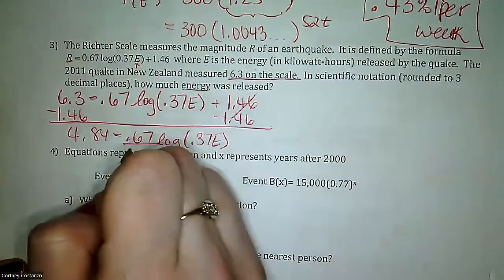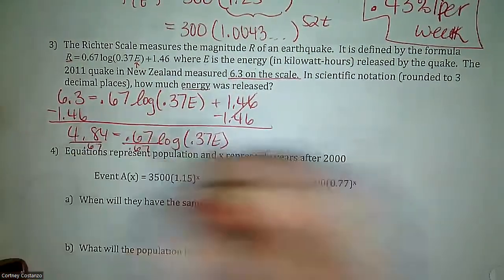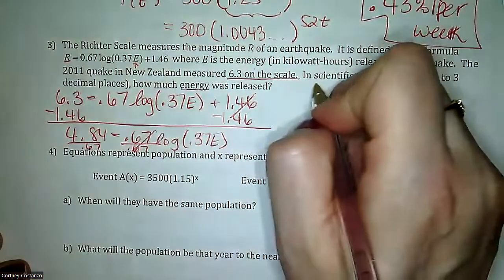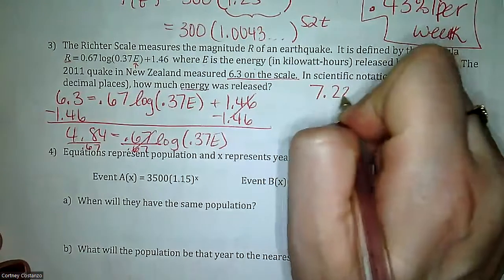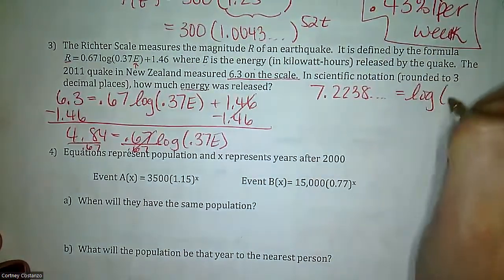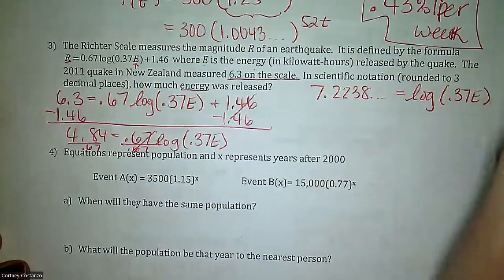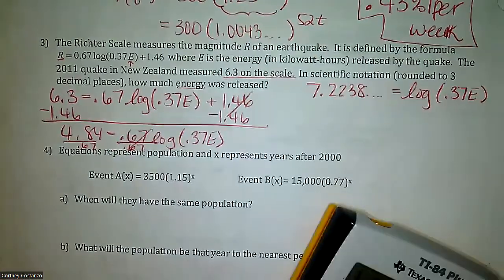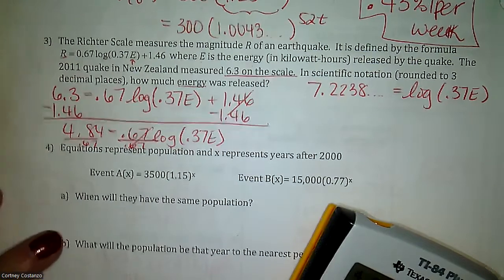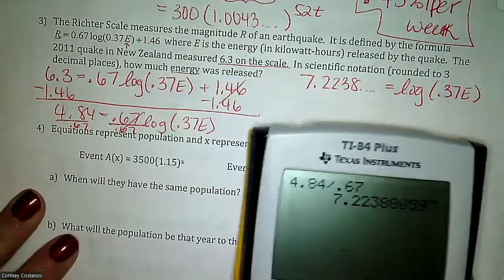Then it looks like we're gonna have to divide by this 0.67. I'll squeeze that in before I have to rewrite it again. So divide that out. So I get 7.2238 equals log 0.37 e. Let me quickly type that in there so I have the full number saved. Okay, so we have this number.